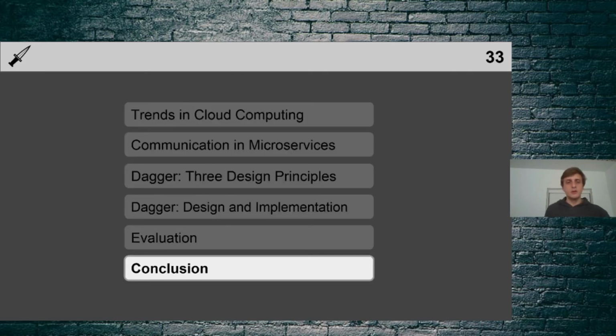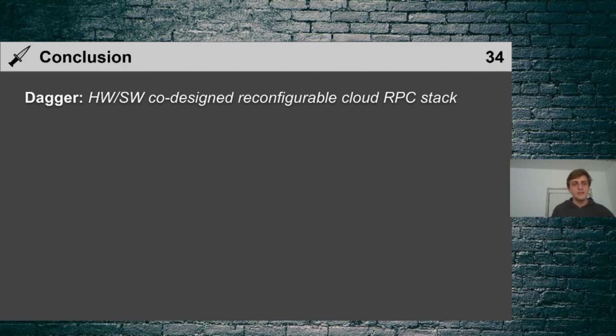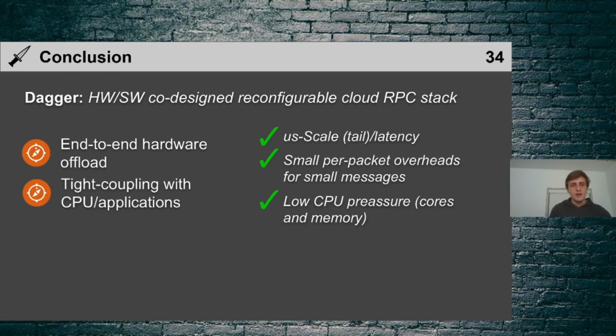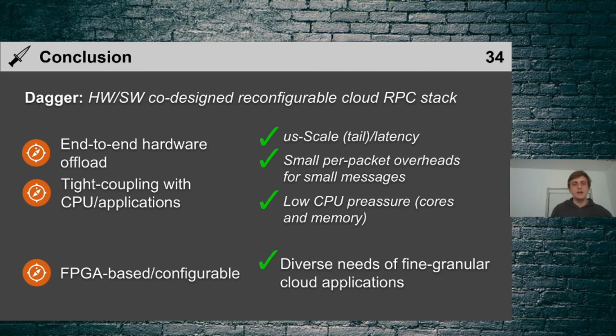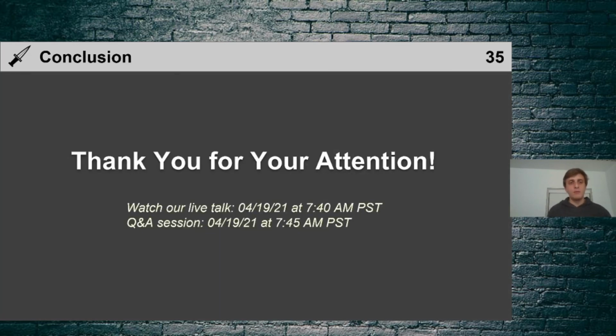So in conclusion, I would like to emphasize again that Dagger is a hardware-software co-designed reconfigurable cloud RPC stack. It's based on end-to-end hardware offload and tight coupling with the CPU and application, which allows us to get microsecond scale tail latency, small per packet overheads for small messages, and low CPU pressure, both on the cores and memory. Finally, it's based on an FPGA and is therefore reconfigurable and practical, and it can support diverse needs of fine-granular cloud applications. This is all for my presentation today.